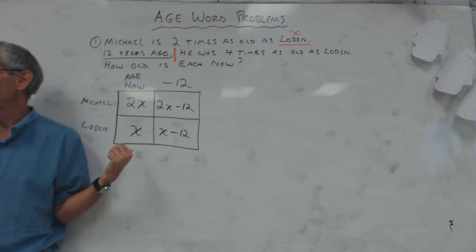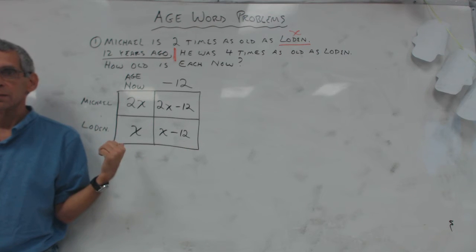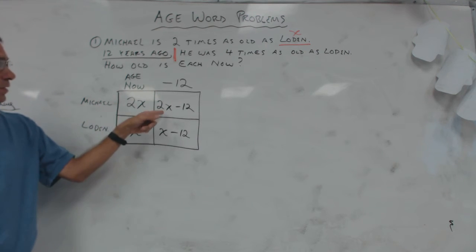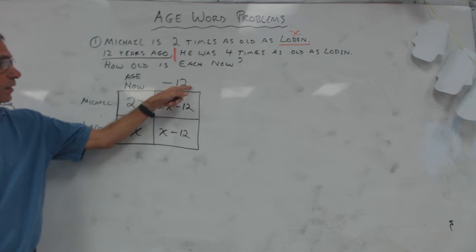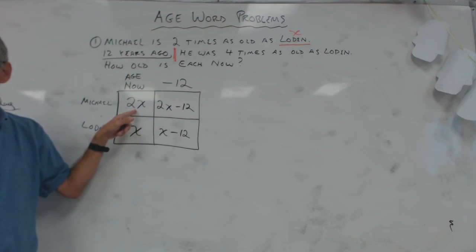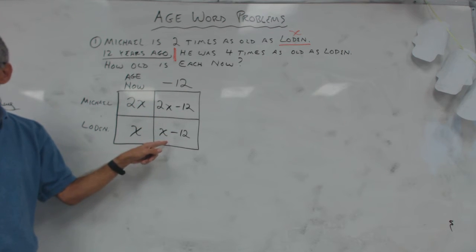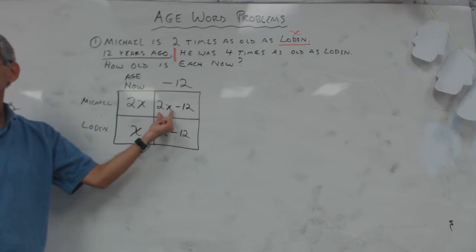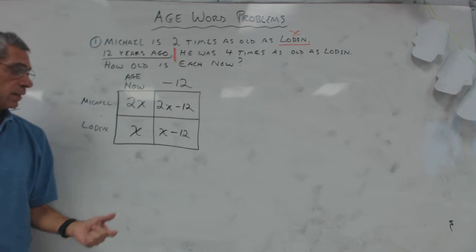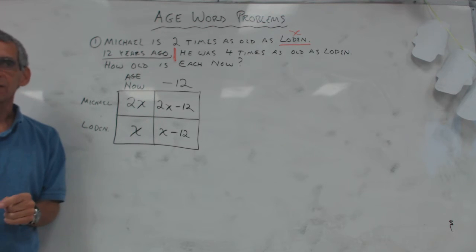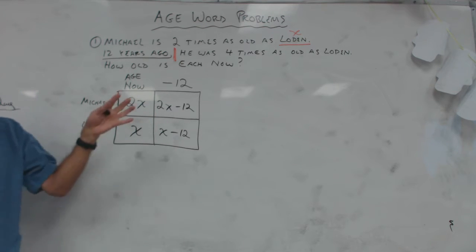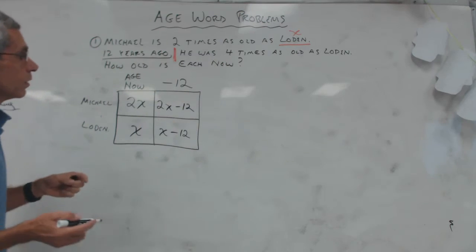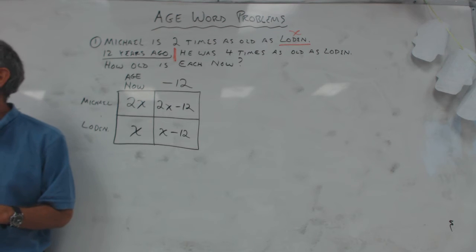Now that's pretty simple, right? This part was, and this is even simpler because all you have to do is take this number and add it to the end of this number. And that tells you, if you're now 2x, 12 years ago you're 2x minus 12, right? So it doesn't seem like it makes sense right now, but we're trying to put this stuff in an order that's useful. Now, we are ready to create an equation.